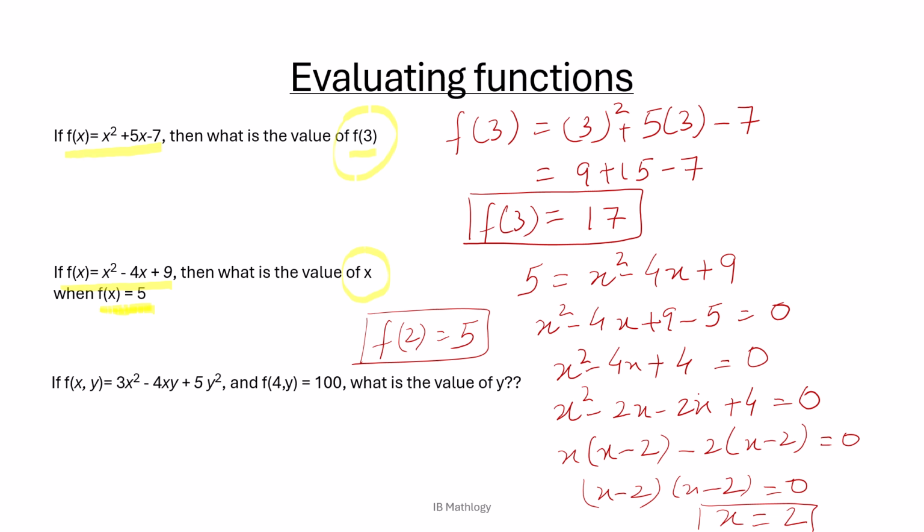Just take this question. Now I will give you a hint in this question. This function has two variables, x and y. And the function value at (4, y) means when my x value is 4, I don't have the y value, my function value is 10. Then we have to find the value of y. Do give your answer in the comment box.